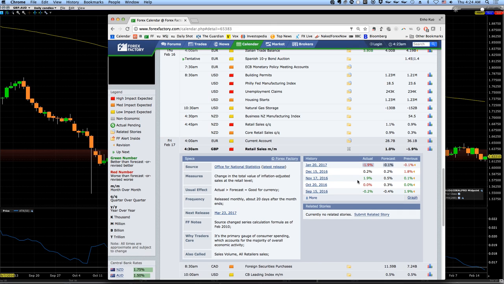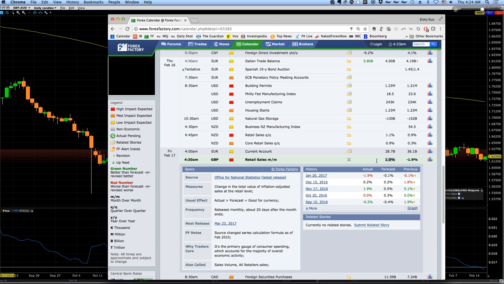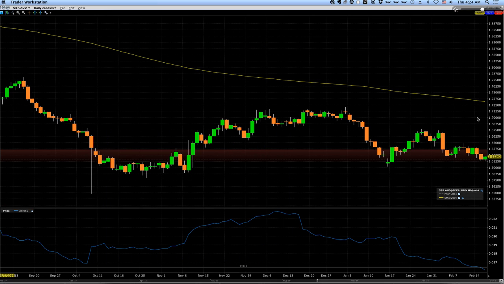So this time the consensus is 1%, much better. So if we have something below it, or even more negative than this, then that will be a very negative sign for the UK. So that's what I'm looking for. Let's see what happens Friday. If we have a nice, very positive retail sales, I will get out of my pound Aussie trade at the moment. But if we have something that's very negative, then I will be able to hold pound Aussie for longer.